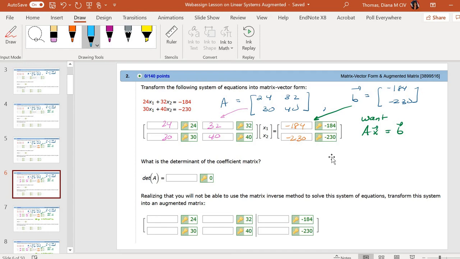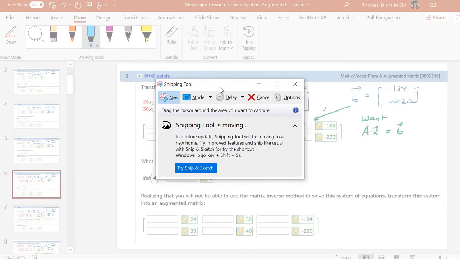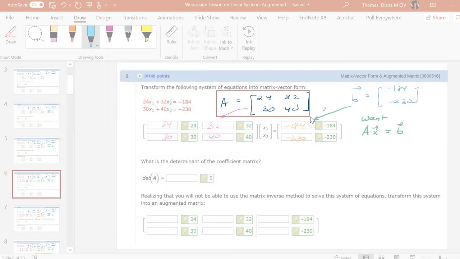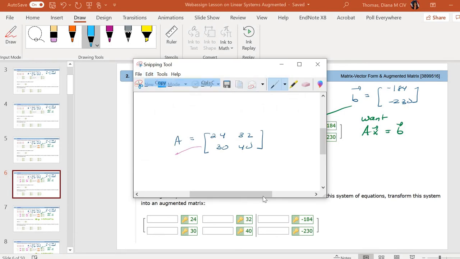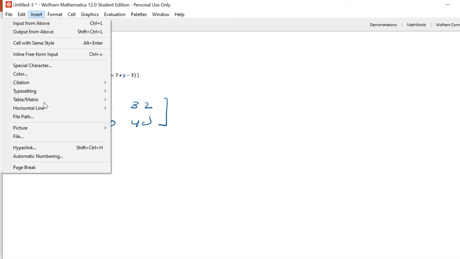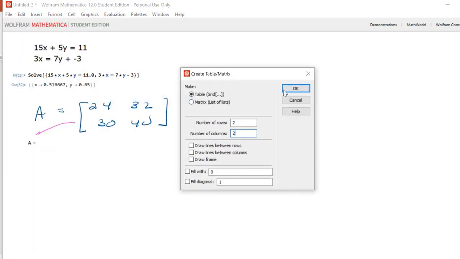What's the determinant of the coefficient matrix? Well, let's take a snip. I don't do anything by hand if I don't have to. So let's take this coefficient matrix and put it on Mathematica. One thing I wish I hadn't done is I sometimes call the augmented matrix A, but I shouldn't. A is usually designated as the coefficient matrix. So let's input A as the coefficient matrix: insert, table matrix, new, and this is a 2 by 2.